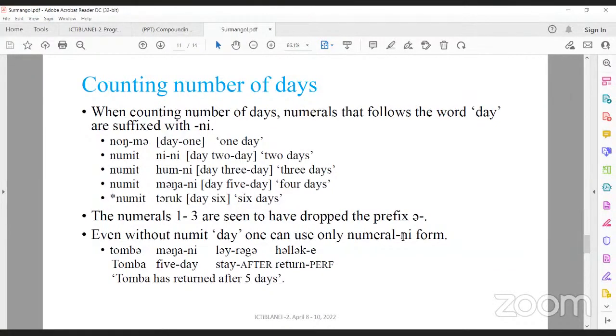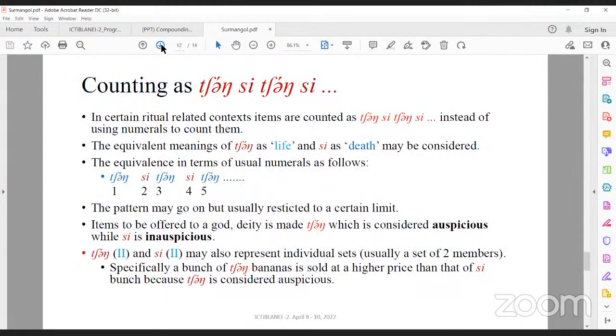The numerals one to three are seen to have dropped the prefix swa. But even without the word day, one can use only the numeral plus ni form. Tomba mangani, mangani here is five and the ni, I gloss as day. Mangani lairaga hale. Tomba mangani lairaga hale. So native speakers usually understand that when we say mangani, this is 5 days. Tomba has returned after 5 days. Next slide, please.